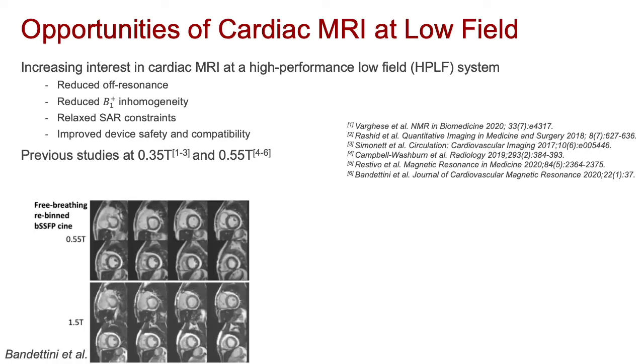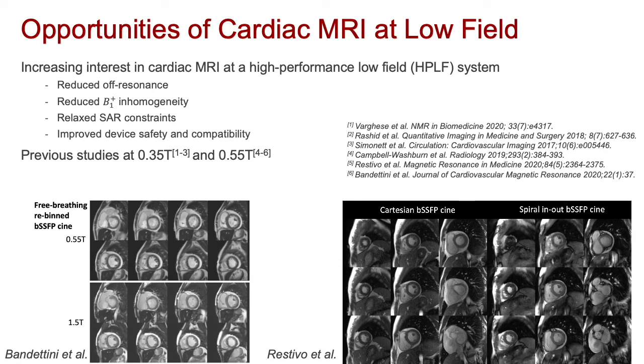For example, this work has demonstrated that a 0.55T scanner can offer cardiac cine images as good as a 1.5T scanner in terms of image quality and cardiac function evaluation. The same group has also demonstrated that an optimized bSSFP spiral in-out sequence will have more SNR and image contrast than a traditional Cartesian imaging.